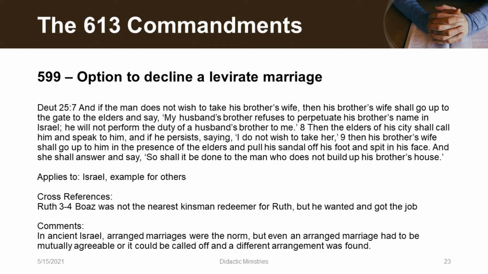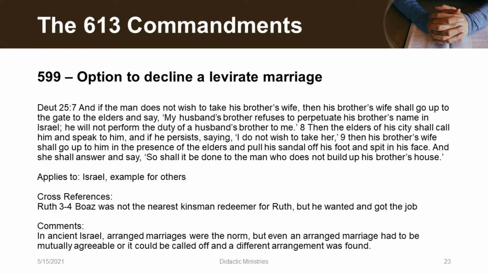And if he persists, saying, 'I do not wish to take her,' then his brother's wife shall go up to him in the presence of the elders and pull his sandal off his foot and spit in his face. And she shall answer and say, 'So shall it be done to the man who does not build up his brother's house.'"